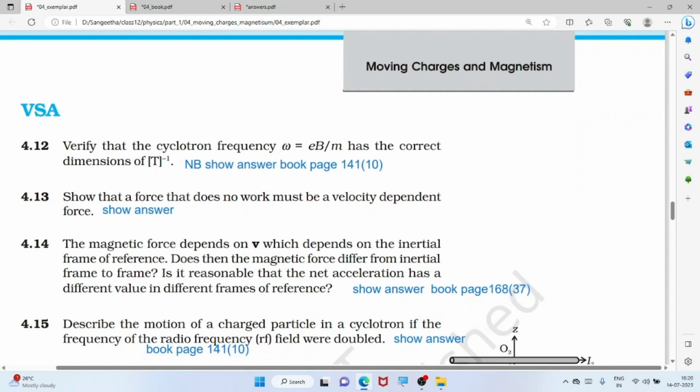Question number 12. Verify that the cyclotron frequency has the correct dimensions of inverse time.